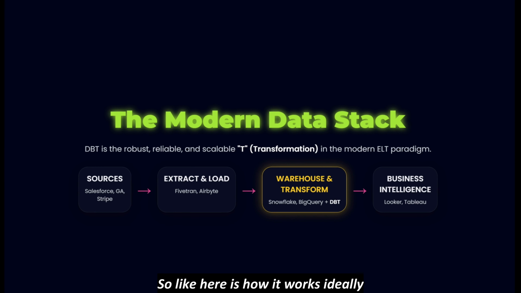Here is how it works ideally. We use tools like Fivetran or Airbyte to extract data from your apps and land the data into a warehouse like Snowflake, BigQuery, or Redshift. Then we use DBT to transform the raw data, to clean it, model it and turn it into useful insights. Finally, we send the clean data to business tools like Tableau or Power BI for dashboards, right? Because DBT handles the transformation step so well, everything downstream just works better. How simple it is. So that's the big picture.